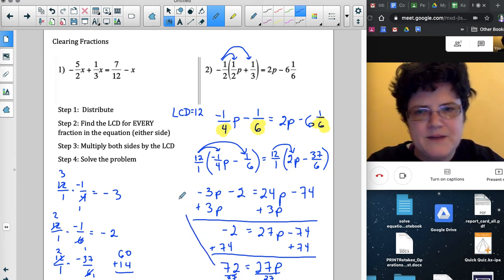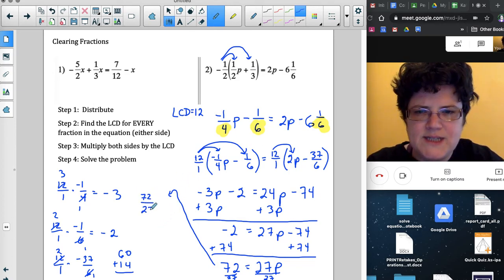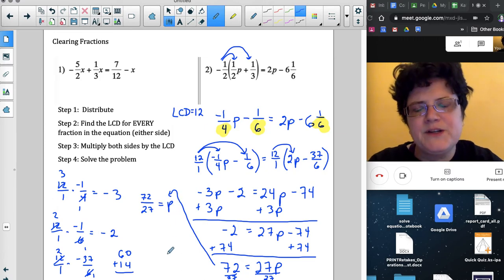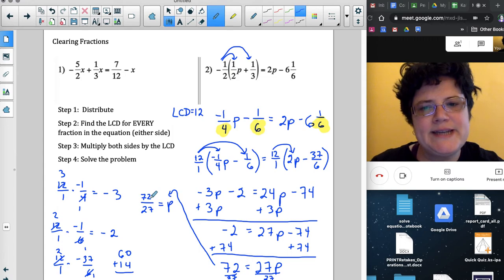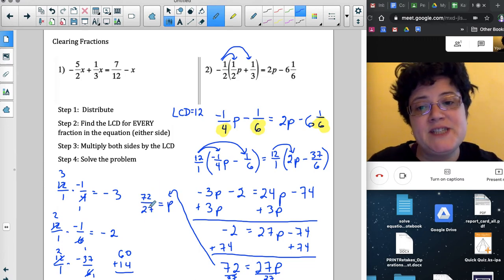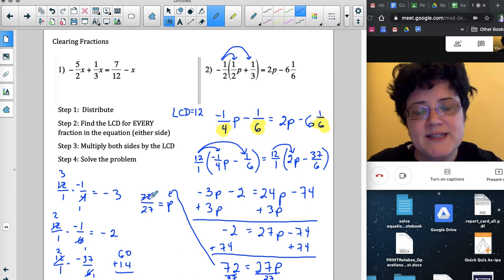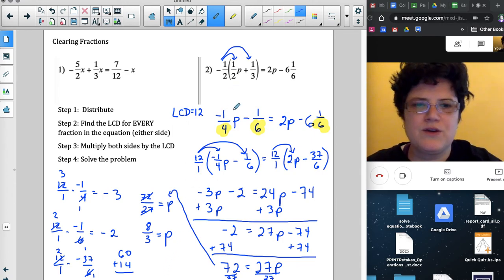I'm going to come up here because I sort of ran out of room. So 72 over 27 is equal to p. I wonder if that's simplifiable at all. Let's see, 7 plus 2 is 9, and 2 plus 7 is 9, so they both must be divisible by 9. So I can simplify this top one by 9, and that would give me 8. And if I simplify this one by 9, it would give me 3. And so p is equal to 8/3.